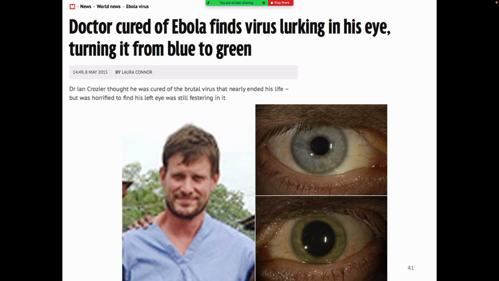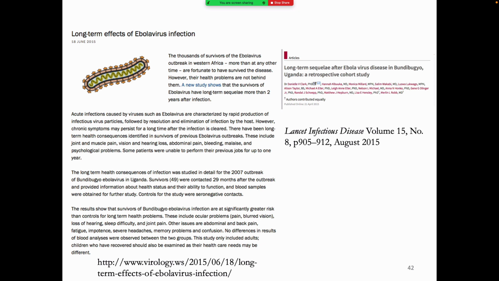And if we look at some of the other stories about these Ebola survivors, some end up with eye problems, loss of hearing, sleep difficulty. All of those are either eye or brain things. Joint pain, abdominal pain, back pain, fatigue, impotence, severe headaches, memory problems, confusion. Basically all brain and eye things. And data on this have been published.